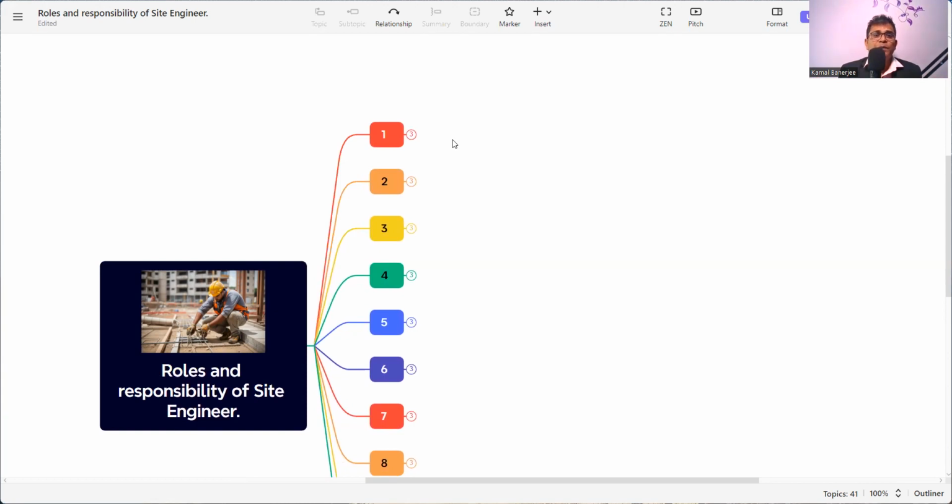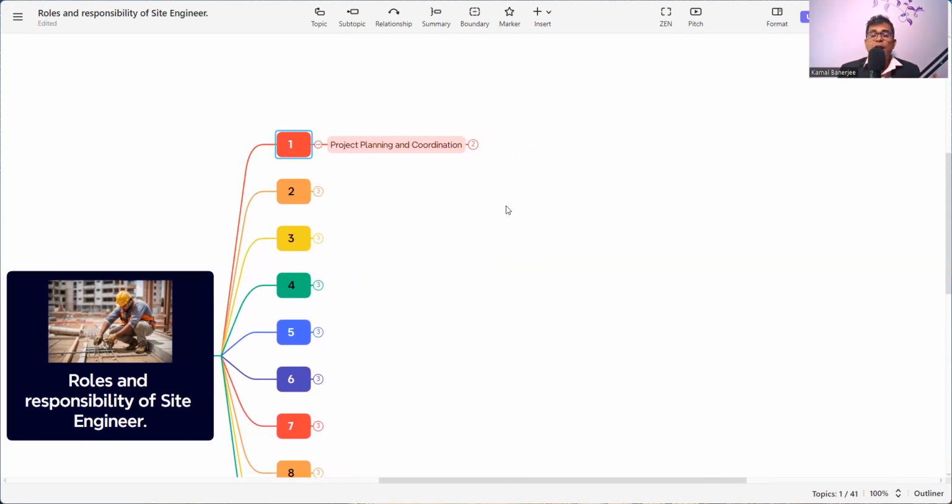Start with the first role and responsibility: project planning and coordination. Although we have the project manager, construction manager, planning manager, everyone is there in the projects, as a site engineer you also need to give your input about the project planning and coordination, because you are the one who will work with the workforce, not the project manager or the construction manager. So you need to understand what the project goal is, what the project timelines are, and what the scope of work is, very carefully, in order to prepare the project planning and coordination.